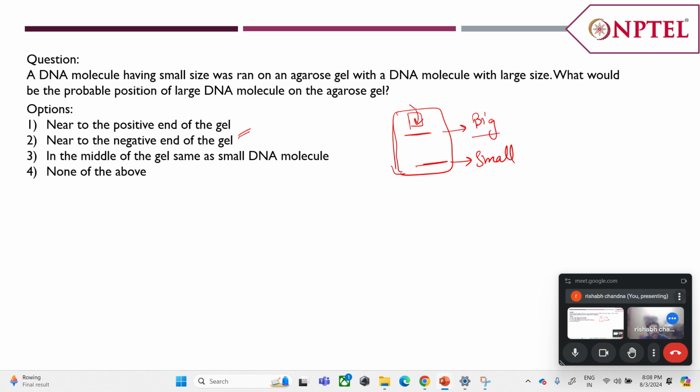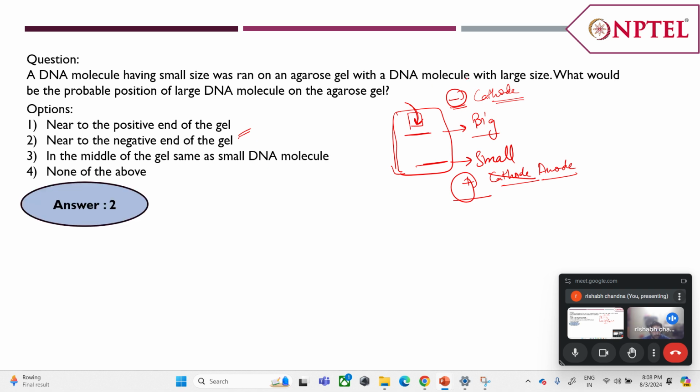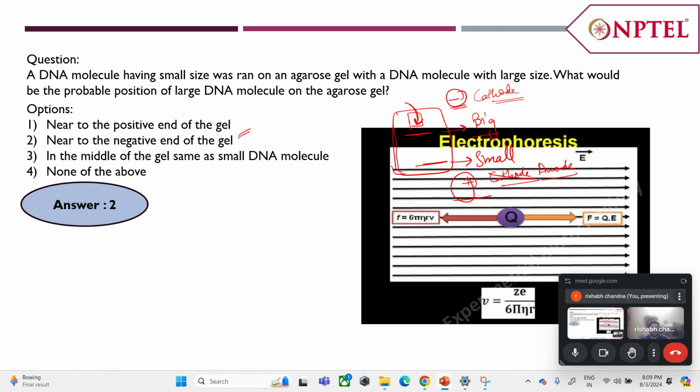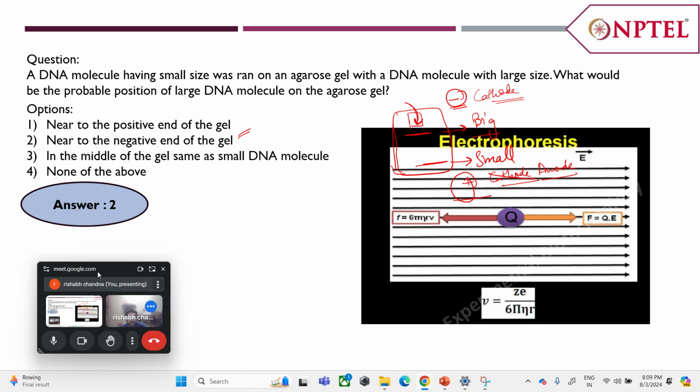Whenever we load DNA onto a well, it would be near the negative electrode, because DNA is a negatively charged molecule and it will move towards the positive charge. So this would be the anode and this would be the cathode. So the correct answer would be near to the negative end of the gel. And this would be the correct explanation of how the molecule travels on an agarose gel.